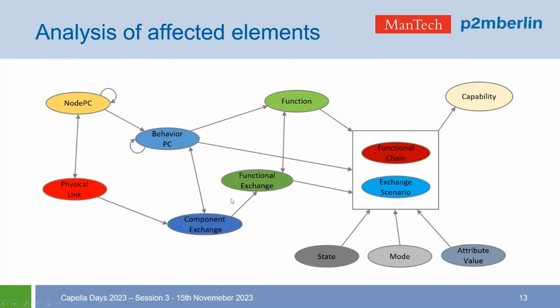This will become apparent if we look at the example. In this slide, you can see the sequence of the affecting mechanisms between the elements. For example, Node PC can affect the behavior PC, which can affect the component exchange, which can affect the functional exchange, which is assigned to it, and so on until we reach the exchange scenario level and the capability level.